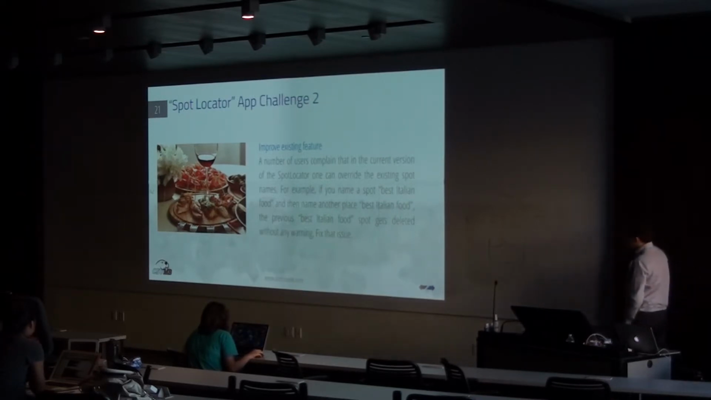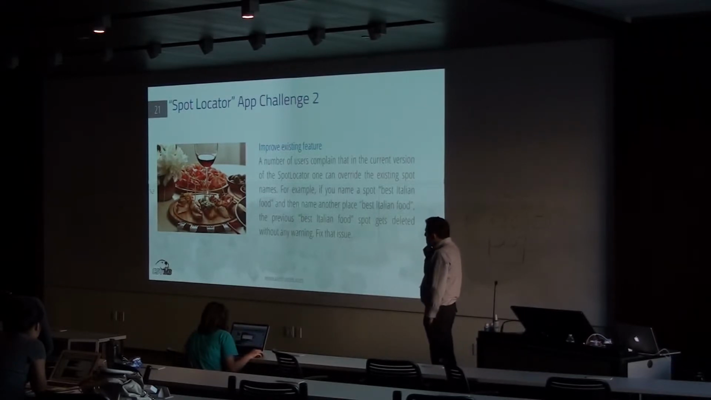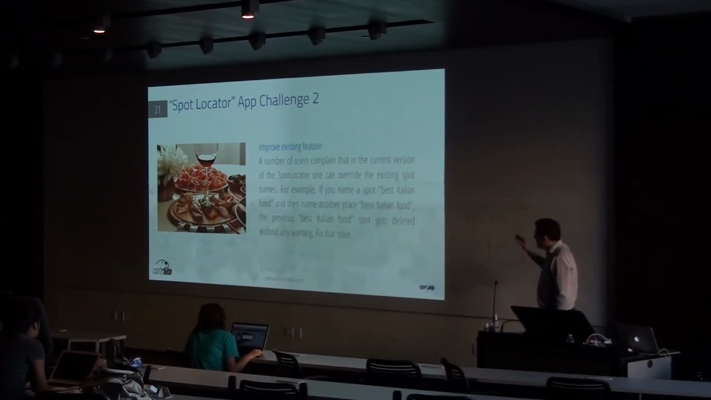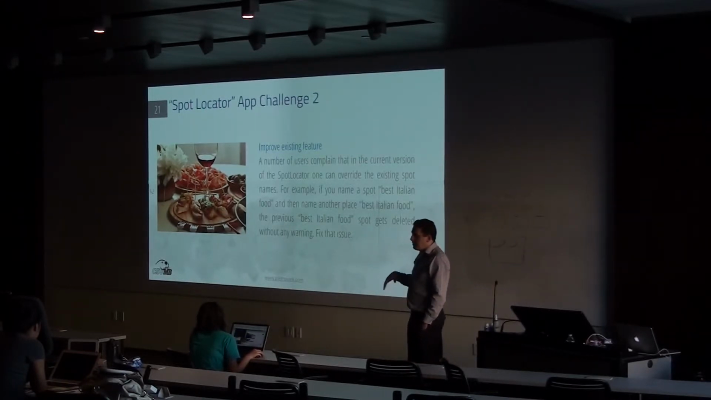So this is a challenge where you have to fix the current situation. In our current program, we have this issue that if we save a location under the same name which already exists in the database, the previous location is just gone forever, and there is no warning. So if I save something like my favorite restaurant, and then I save my favorite restaurant again, my previous favorite restaurant is gone. And let's say your users are complaining about it. It should not allow you to save under the same name without any warning.